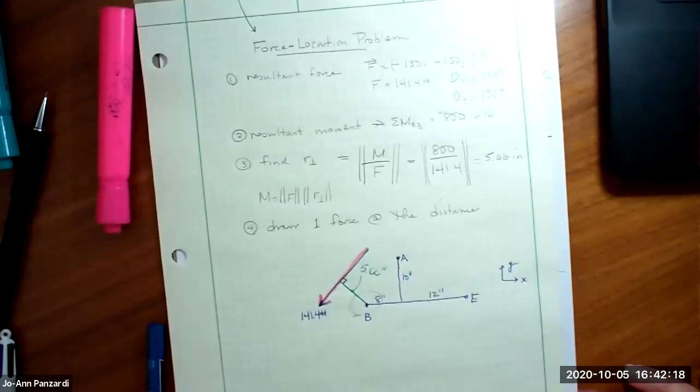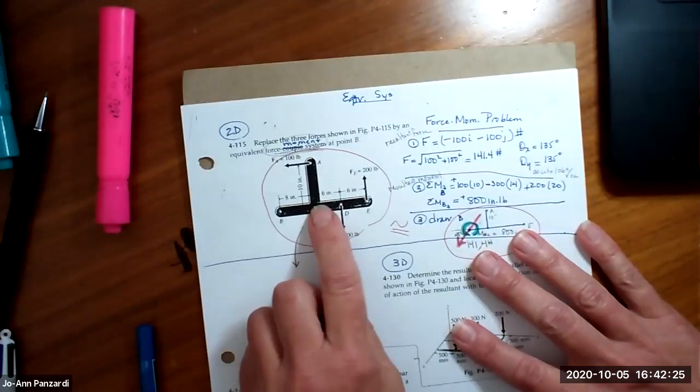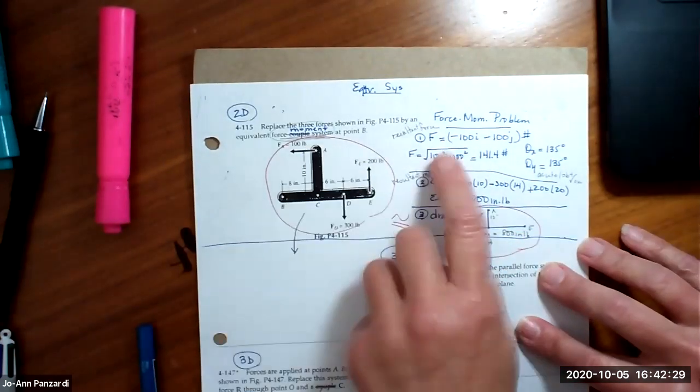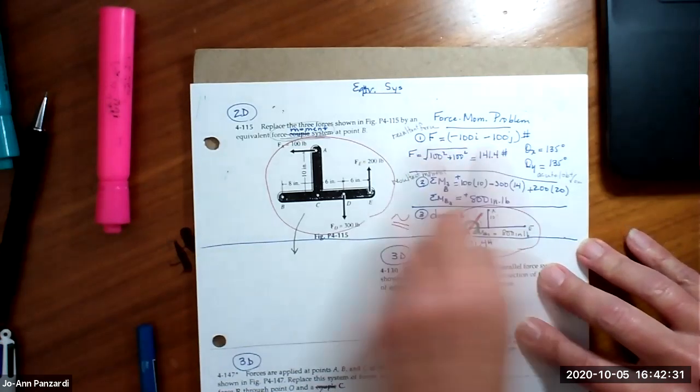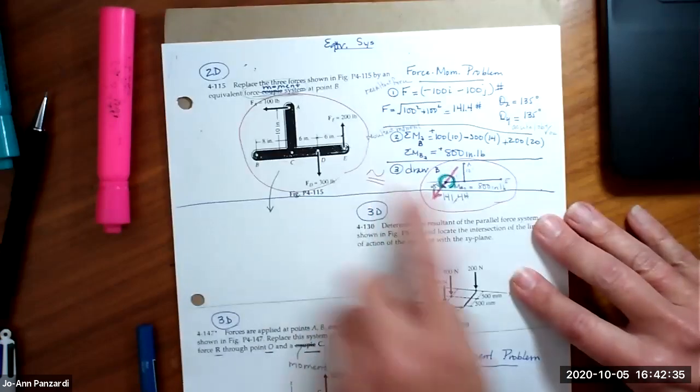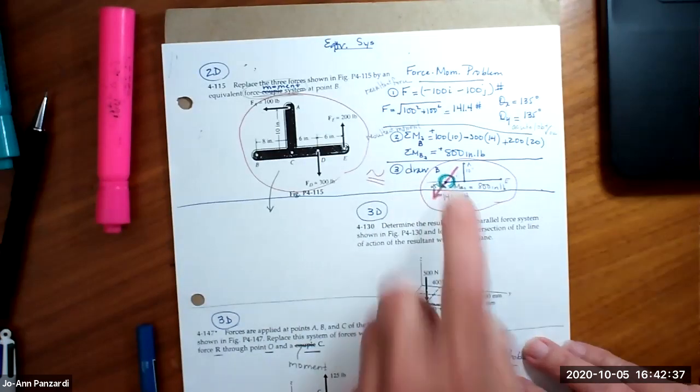Okay, so let's just go back to this first problem. In this first problem, they asked you to find an equivalent system that was a force moment system. So the first step, number one, was to find the resultant force. Second step was to find the resultant moment. And the third step is to draw both the force and the moment at point B.